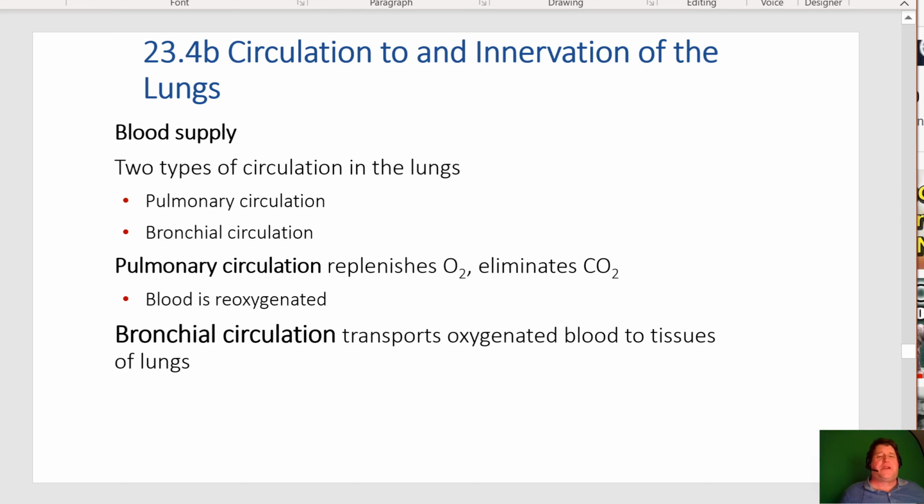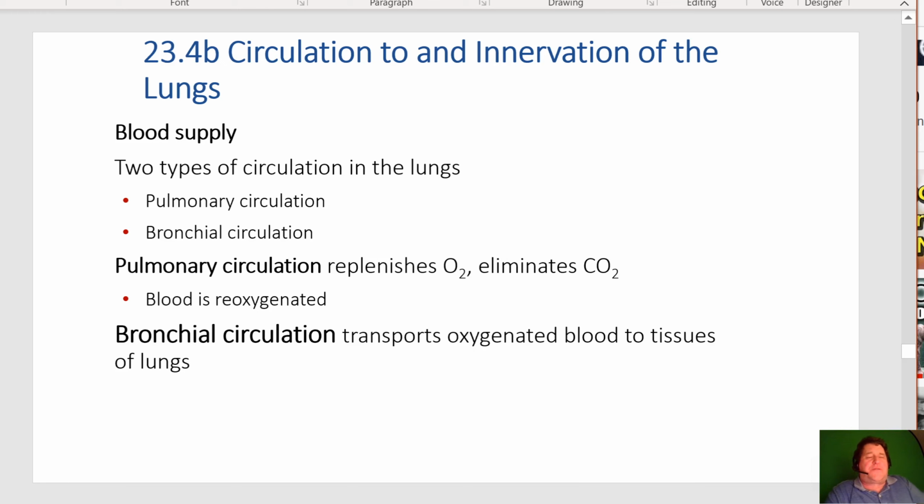So when we get to circulation of the lungs, there are actually two blood supplies to the lungs. One provides what the lung is there for, so the blood coming to it is for the function of the lungs. Remember, the function of the lungs is to replenish the oxygen and eliminate the CO2. Reoxygenate the blood and decarboxylate the blood. That's called the pulmonary circulation.